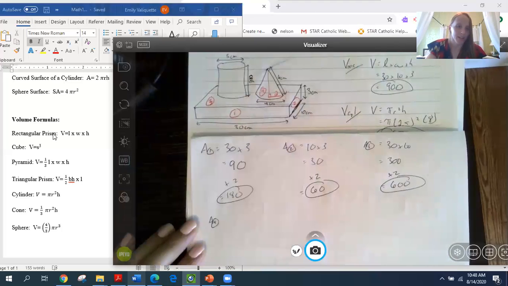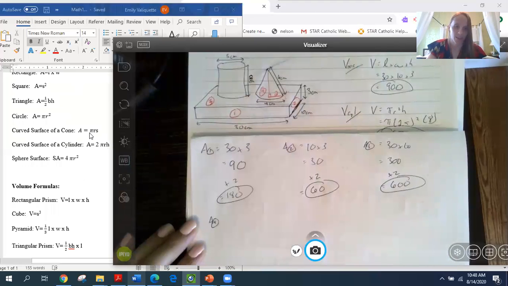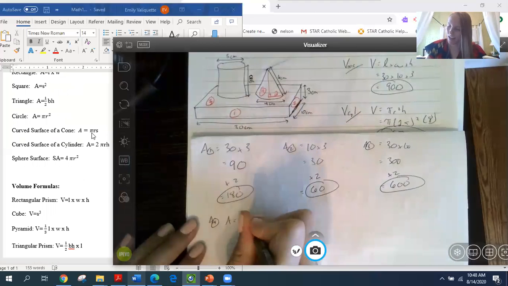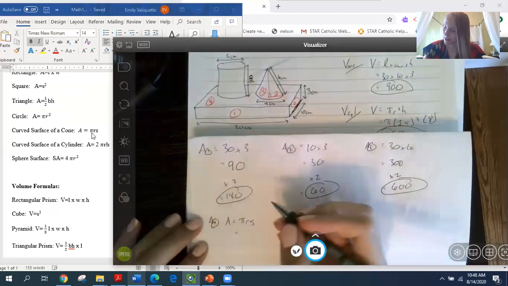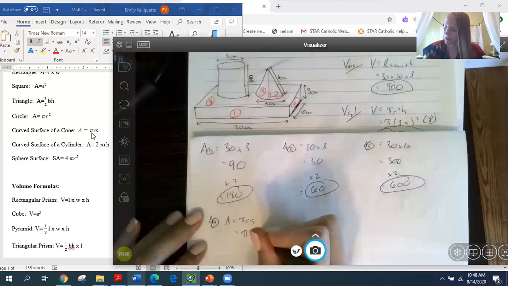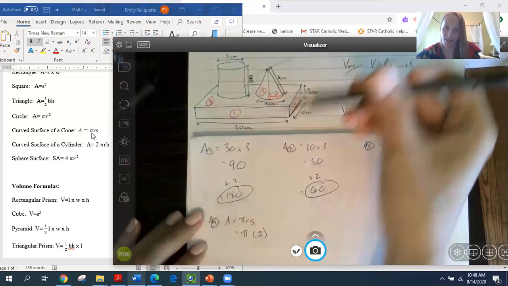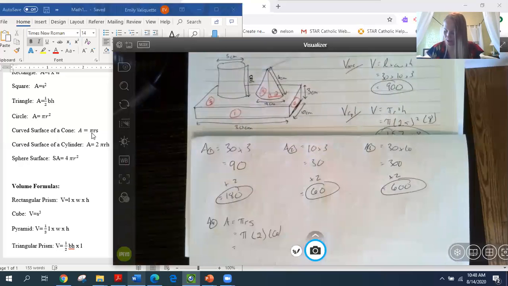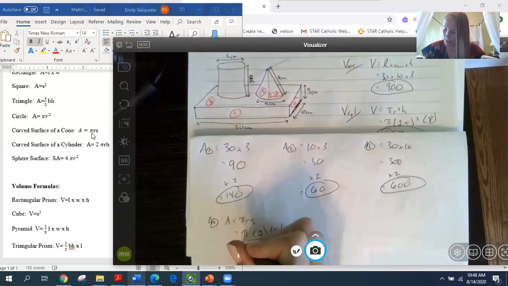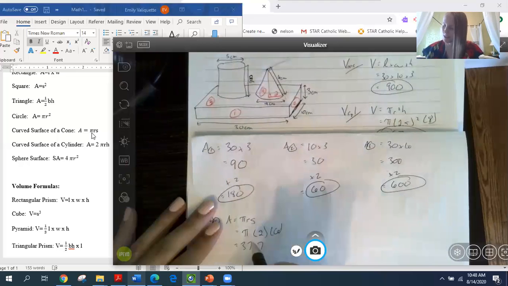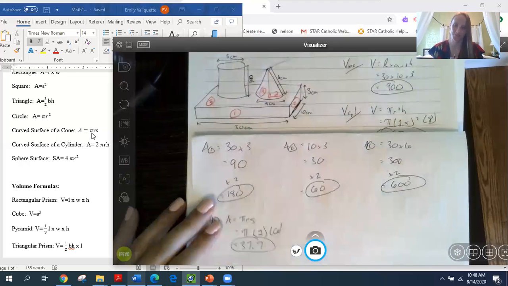So for that, I'm going to look over here. The curved surface of the cone is pi rs, where s is slant height. So pi times the radius, which is half of 4, so 2, times the slant height, which we were given, of 6. Plug that all into my calculator at once. So pi times 2 times 6, which is 37.7. And there's only one of those, so I don't multiply it by 2 before circling it.